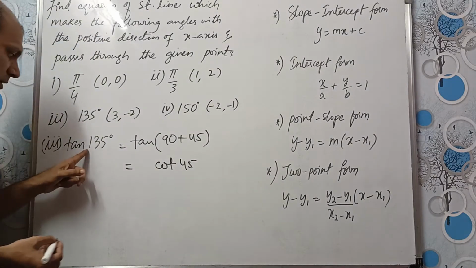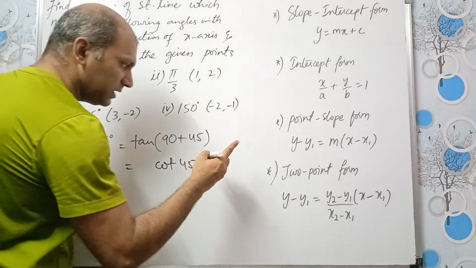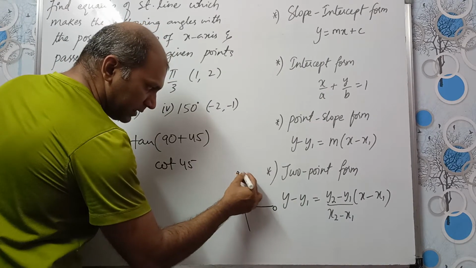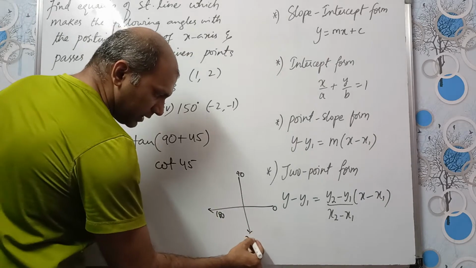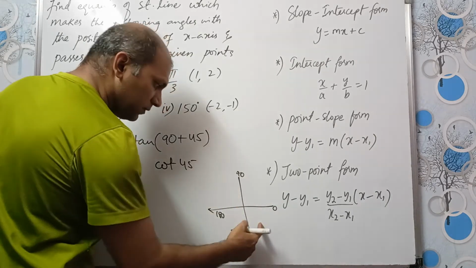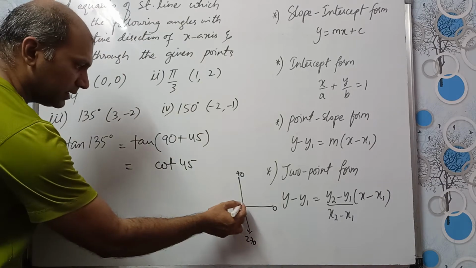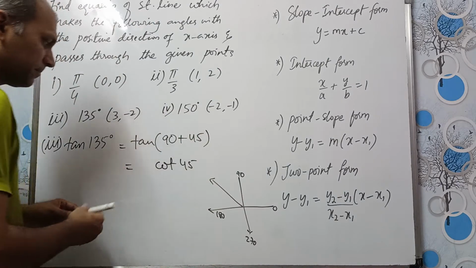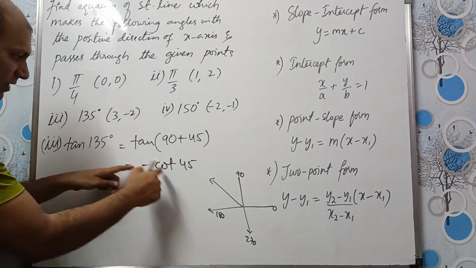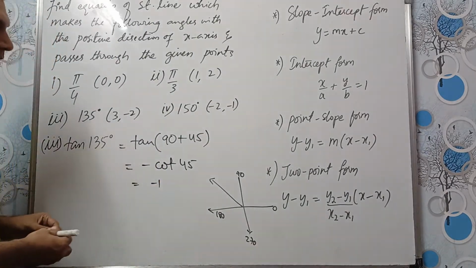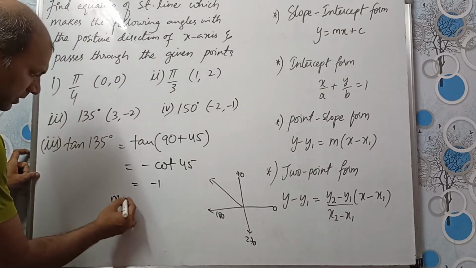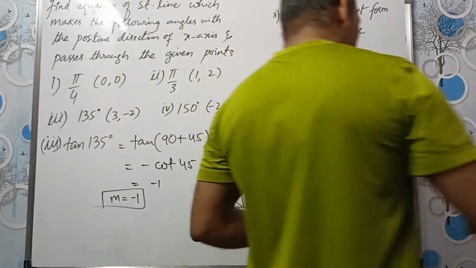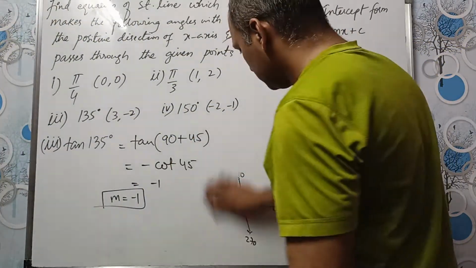Okay. But tan 135 is negative because see, this is 0 degrees, this is 90 degrees, this is 180 degrees, right? This is 270. Quadrants, first quadrant, second quadrant, third, fourth quadrant. 135 will lie in the second quadrant, and we know in the second quadrant tan value is negative. Okay. So tan 135 will be negative. So this is minus 1. Okay. Value of m is minus 1 now. Okay. x1, y1 will be equal to 3, minus 2.